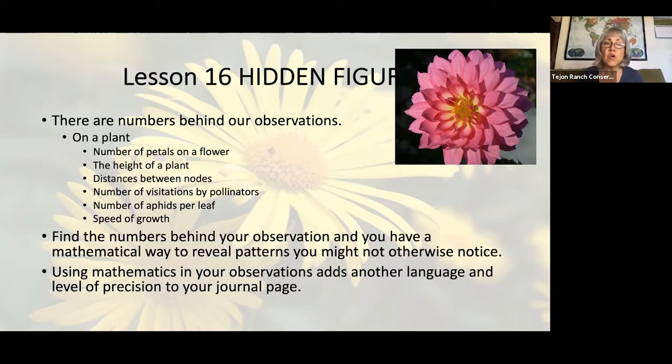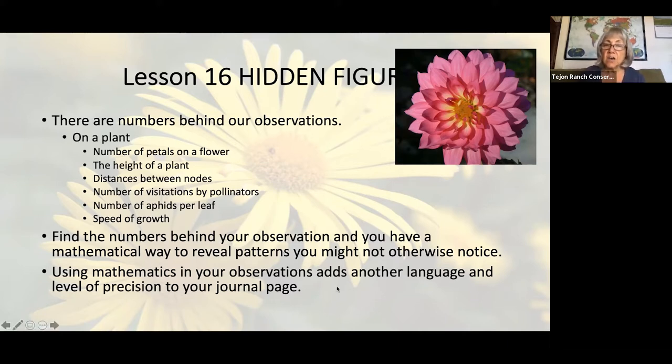So if we are going to use, for example, a plant, we might want to look at the numbers of the petals on a flower, the height of a plant, the distance between the nodes on the stems of the plant, the number of visitations by pollinators, the number of different pollinators, the number of aphids that you might see for each leaf, and the speed of growth over a longer period of time. All of those things can be measured on one plant.